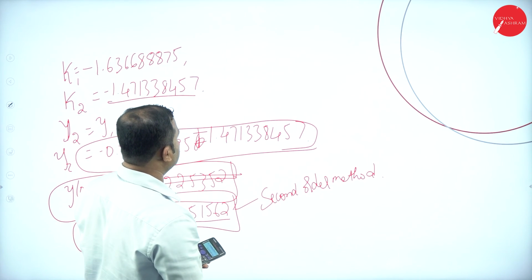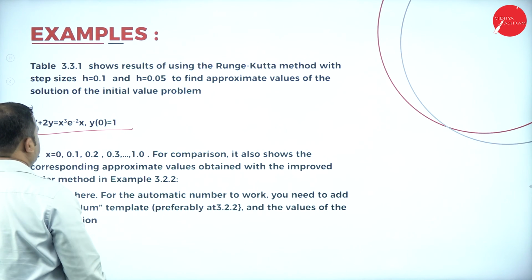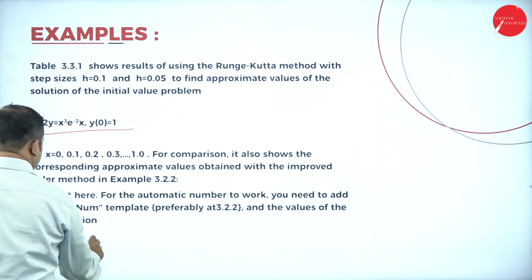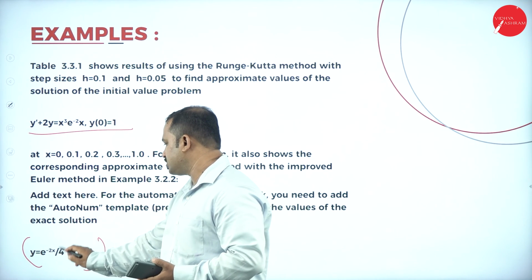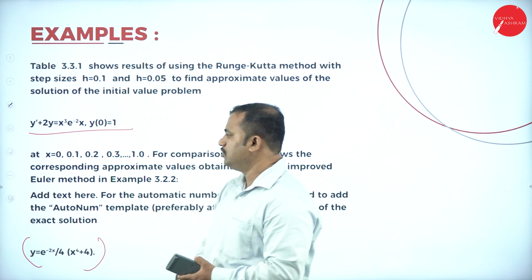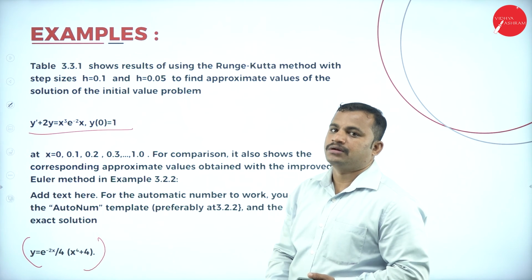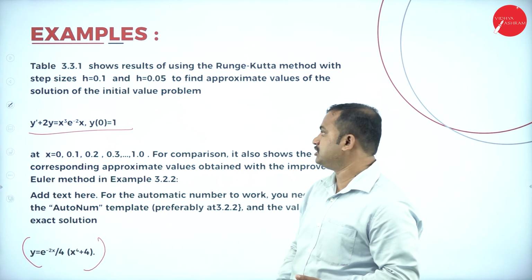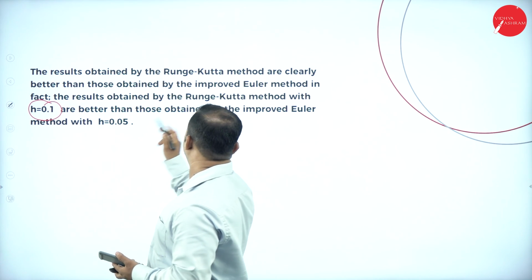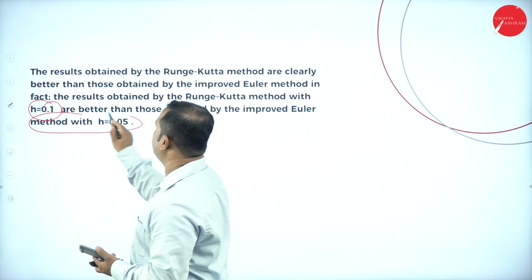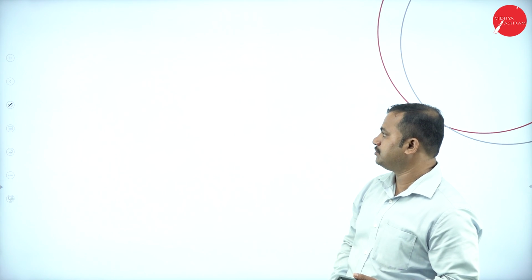So with this, I am concluding this session, and also we have certain examples like this, the same examples given here, and we have one more example here, that is y is equal to e to the power of minus 2x by 4 into x power 4 plus 4. You can solve it by using the trapezoidal method, Runge-Kutta second order, and Runge-Kutta fourth order method, with h equal to 0.1 as the step size, and the improved Euler's method uses h equal to 0.05. We have different methods for the same question.